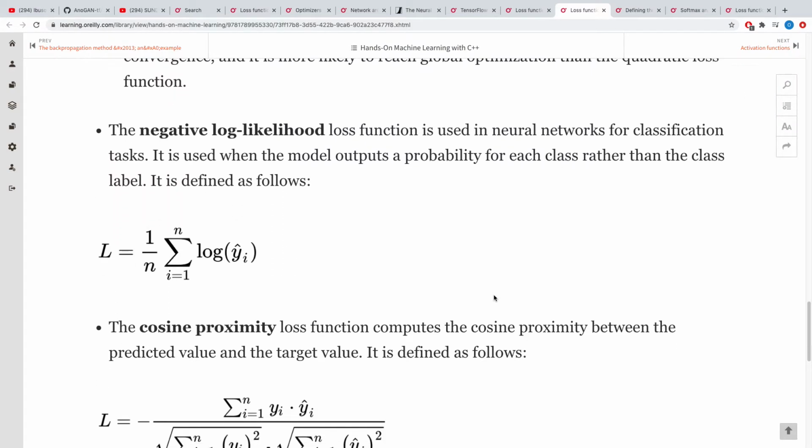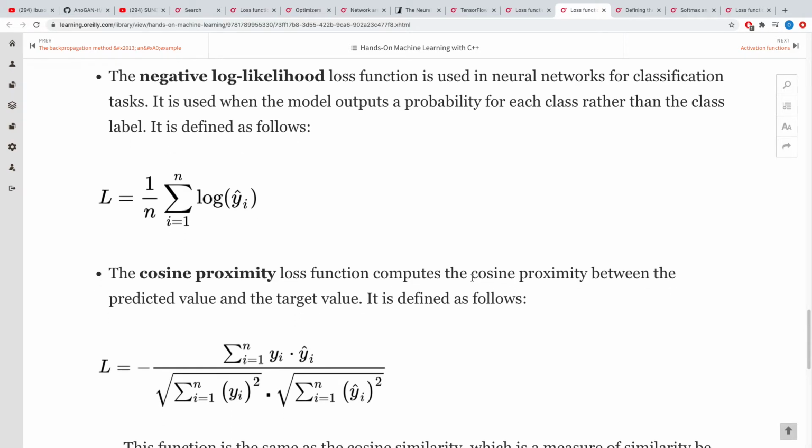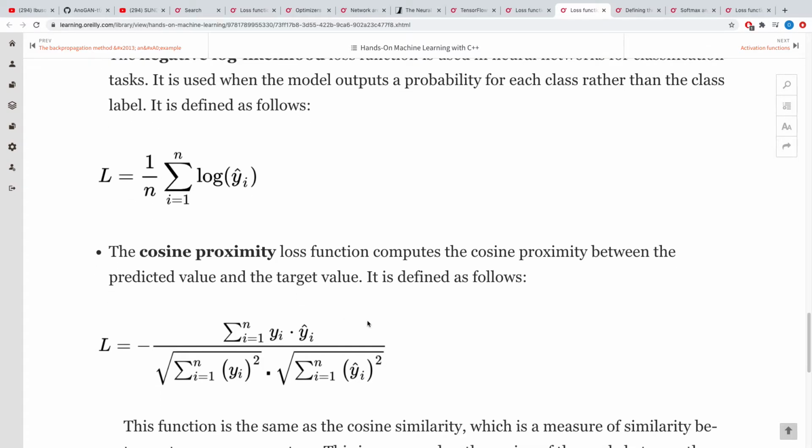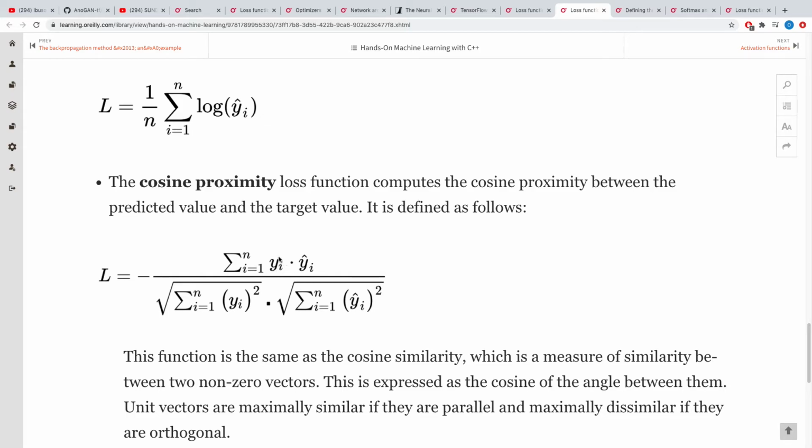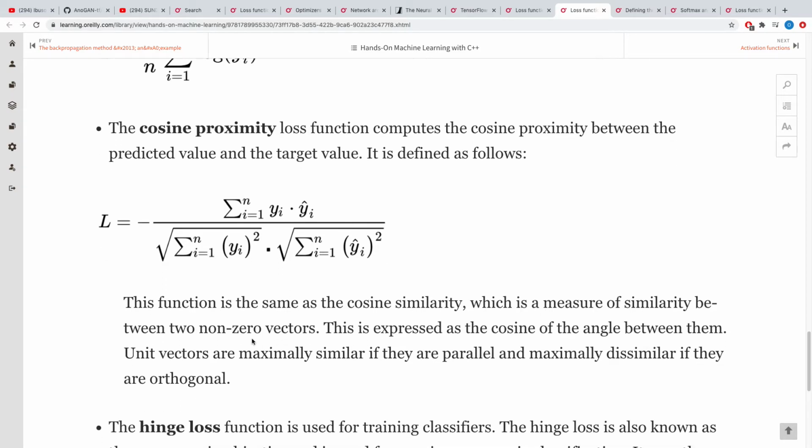Then you have the cosine similarity or proximity loss function. It is used to compute the proximity between predictions, and is often used in information retrieval and text mining. Essentially, you do a dot product of your prediction and your actual, and you normalize by the norms, and they have a negative. It's the same as the cosine similarity, which is a measure of similarity between two non-zero vectors. It's expressed as the cosine of the angle between them. So vectors are most similar if they are parallel, on the same straight line, and if they are orthogonal, like 90 degrees, they will be dissimilar.